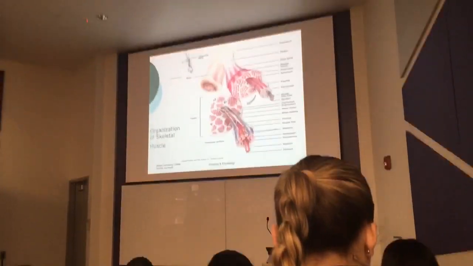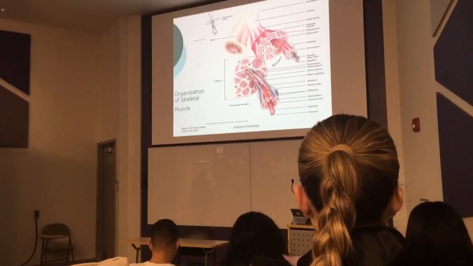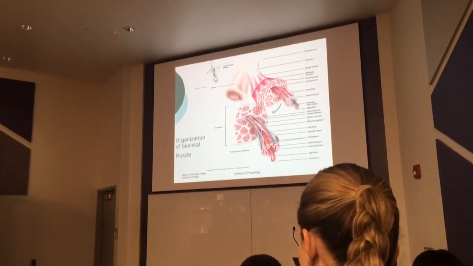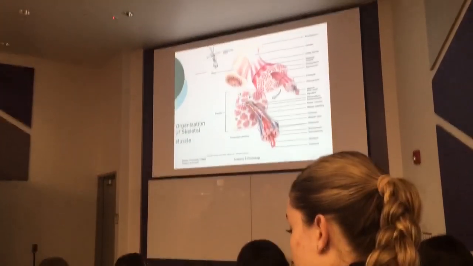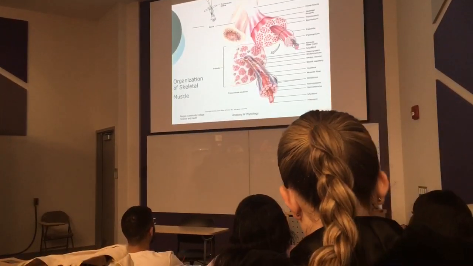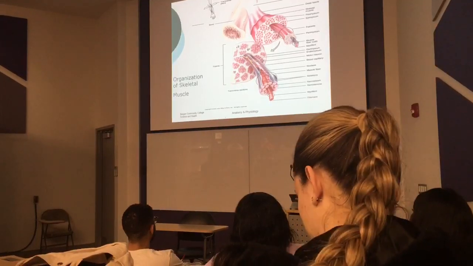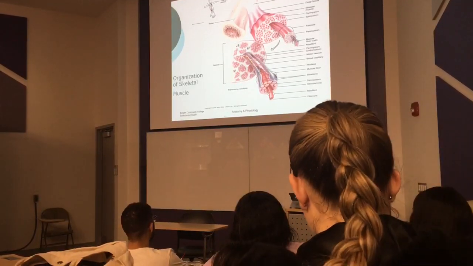The tendon is dense regular connective tissue, okay? Then it's going to be attached to the periosteum of the bone, okay, which is dense irregular connective tissue. So you got dense irregular, dense regular, and dense irregular.